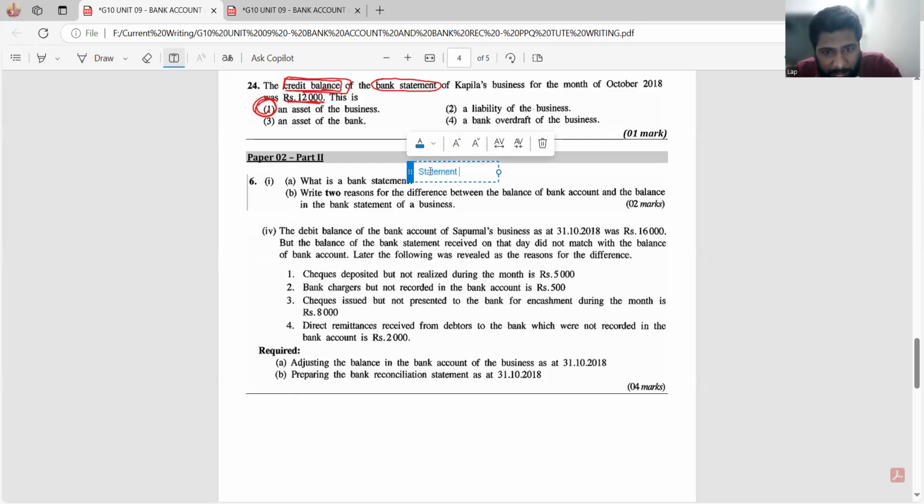a statement prepared by the bank by mentioning the transactions a business has done for the bank.